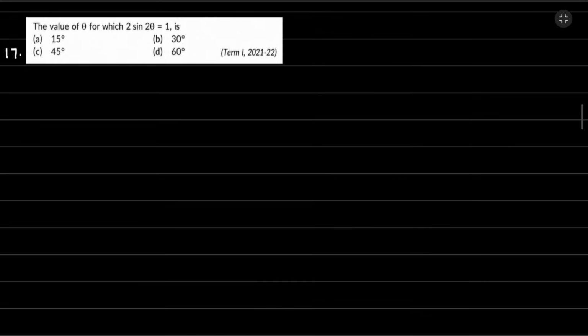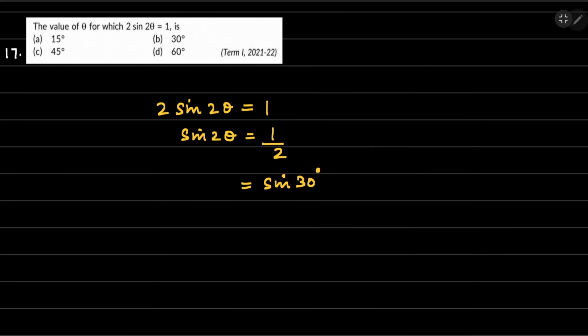The value of theta for which 2 sine 2 theta is equal to 1 is 15, 30, 45, or 60 degrees. Let's check it out. You are given 2 sine 2 theta is equal to 1. So sine 2 theta is nothing but 1 by 2, and sine 30 degrees is 1 by 2. So sine of 2 theta is equal to sine 30. On comparing, what you get? 2 theta is equal to 30. Theta is equal to 15 degrees.